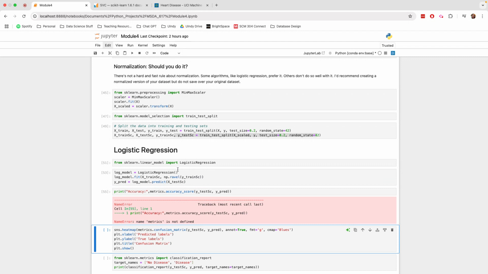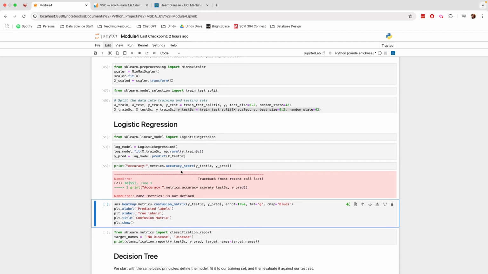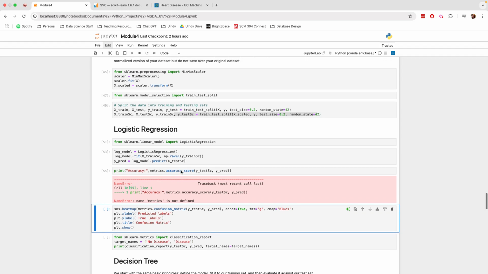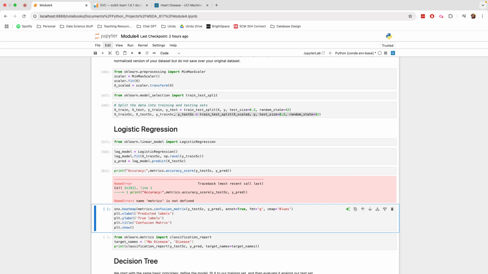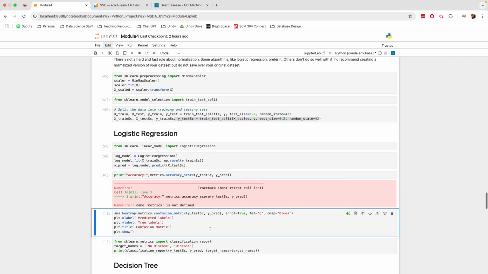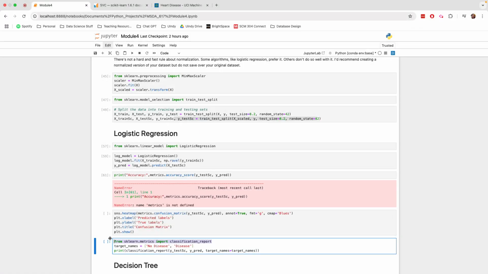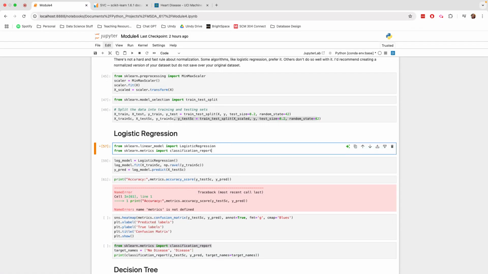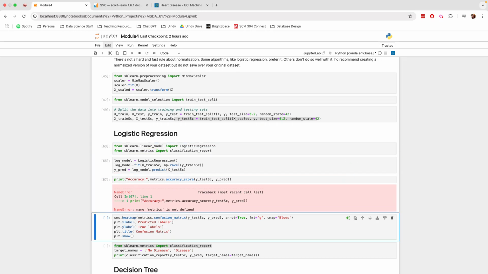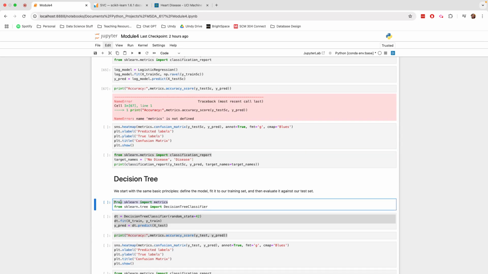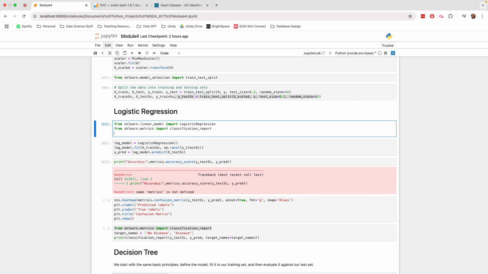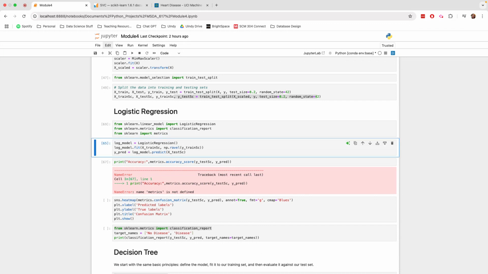Oh no, I forgot to send something in. Oh, and this is the problem with cells. I ran things out of order, so I did not have this metrics in. So let me make sure it is here now. No, it's still not. Where is it? Here it is. Okay. This is why I run these before I give them to you.